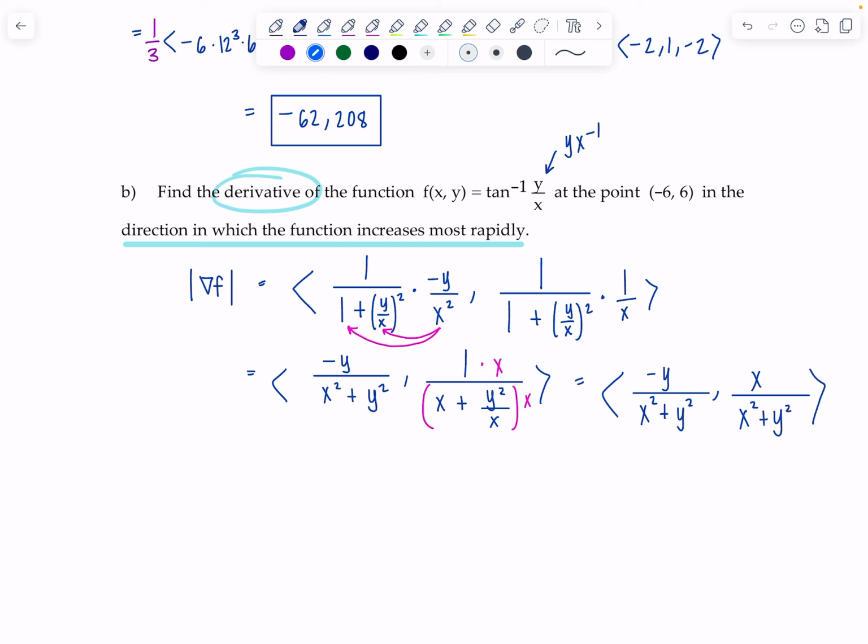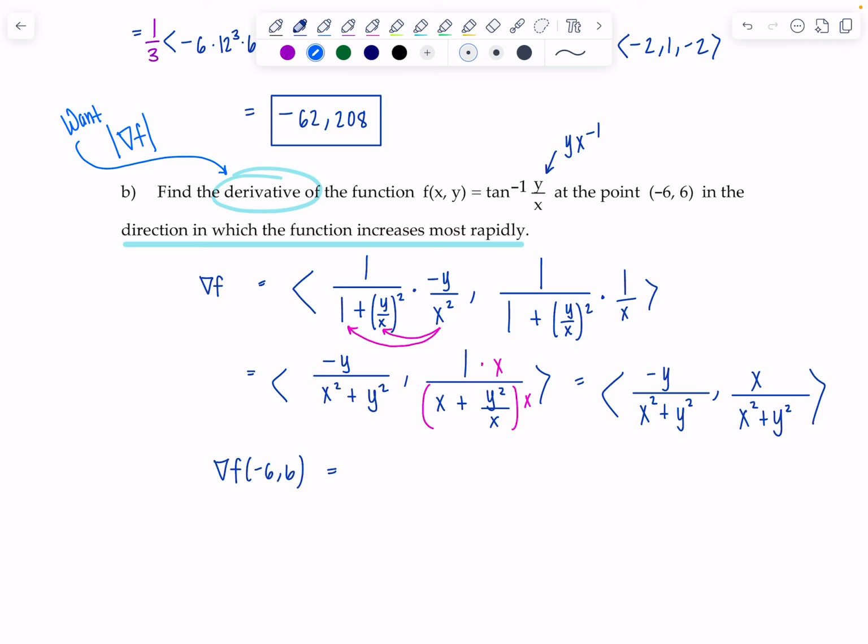Okay, perfect. So what do I need to do now? All I found was the gradient, not the magnitude. We will find the magnitude in a minute, but that's what they want. They want the magnitude of the gradient. Okay, that's precise. So now let's evaluate this at, what's the point? -6, 6. So the gradient of f at -6, 6.